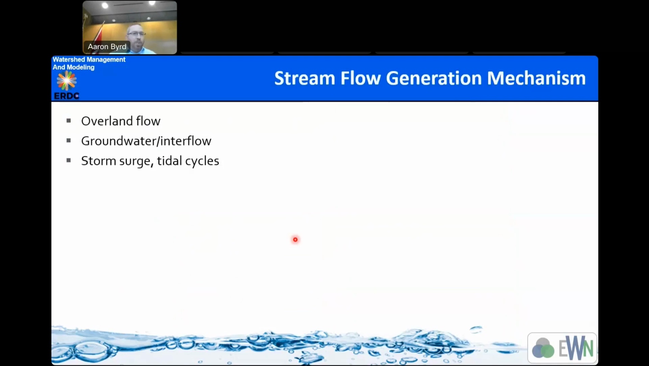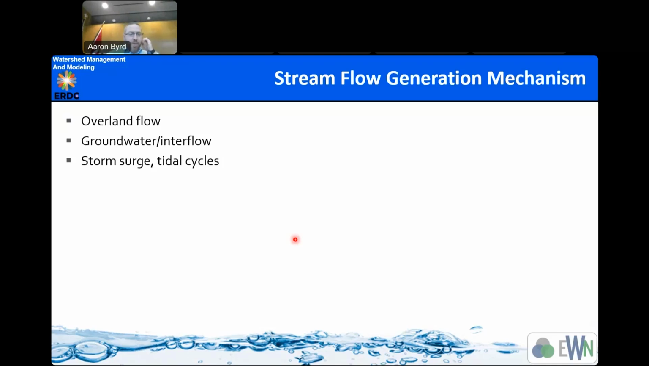Where do we get stream flow? Overland flow is the most common, right? So we get runoff from the overland flow. We can get groundwater flow. Groundwater is where the groundwater seeps into the stream, right? It's a gaining stream. Just terminology, because not everybody's familiar with it. A gaining stream is when the groundwater is discharging into the stream, it's gaining water. A losing stream is where the water's draining through the soil into the groundwater.